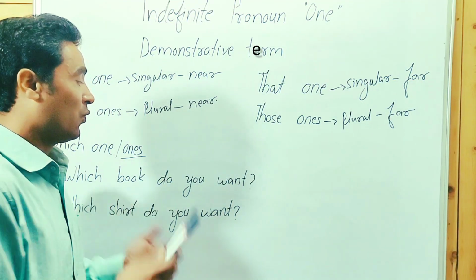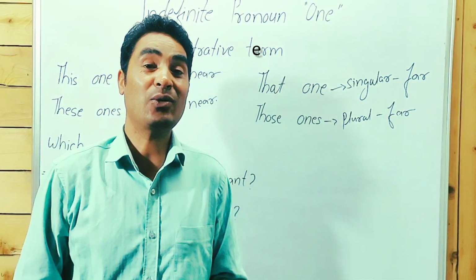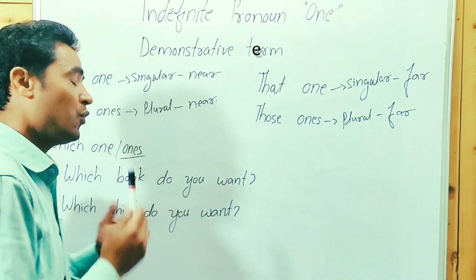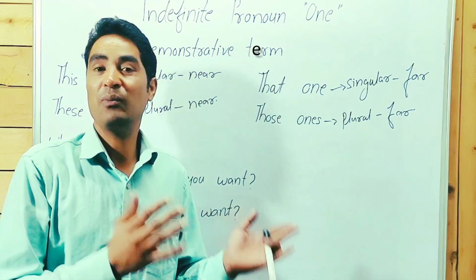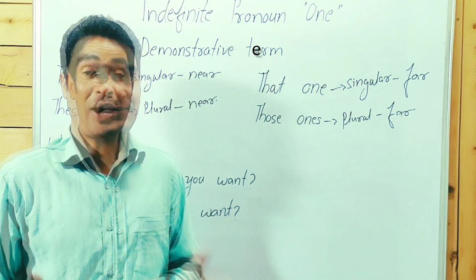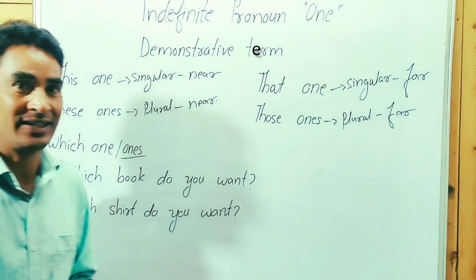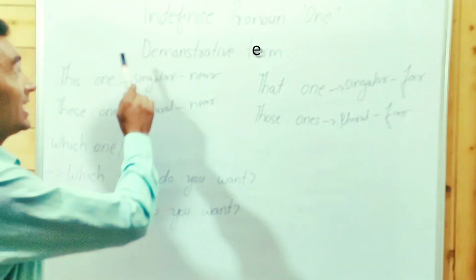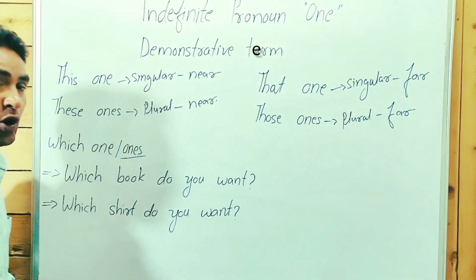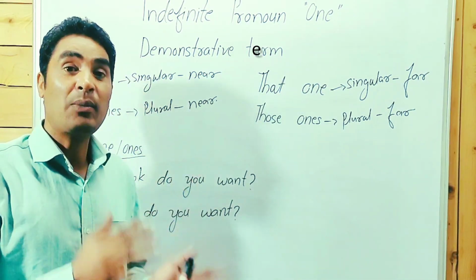Which book do you want? Big one, small one, this one, that one, those ones, plural. Which shirt do you want? Red one, white one, blue one, whatever you want to say. So I hope you have understood. This is the third use of pronoun one as a demonstrative pronoun. Actually, I have explained demonstrative pronouns thoroughly, each and everything, in the demonstrative video.